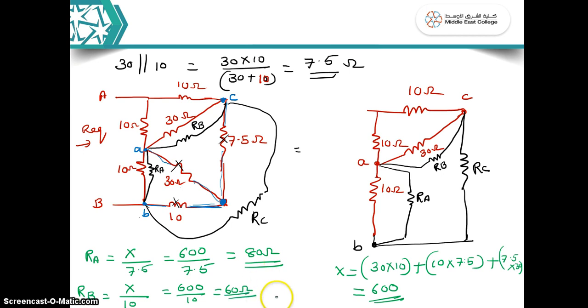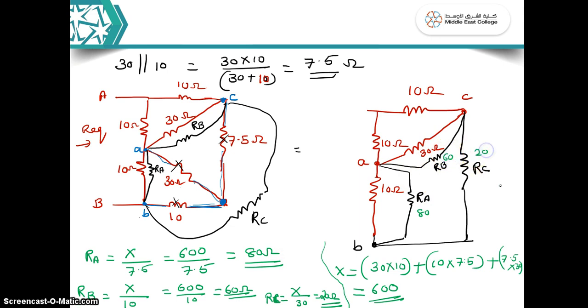Now next is RC. RC is X divided by, what is RC? RC is here, the opposite, so the 30 ohm. So it will come as 20 ohm. So RA is 80, RB is 60, RC is 20 ohm.